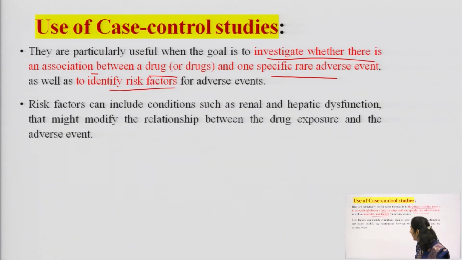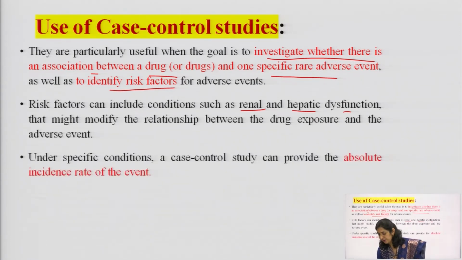Risk factors can include conditions such as renal dysfunction or renal disorders, hepatic liver disorders, okay, renal means kidney, that might modify the relationship between the drug exposure and the adverse events. So, we need to find out कि क्या risk factors की वजह से adverse event आया या drug की वजह से आया. Under specific condition, case control study can provide absolute incident rate of the event.